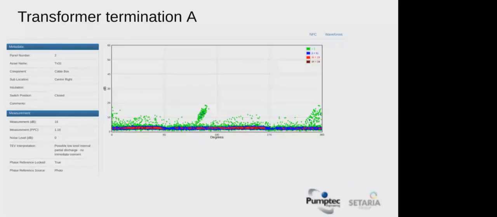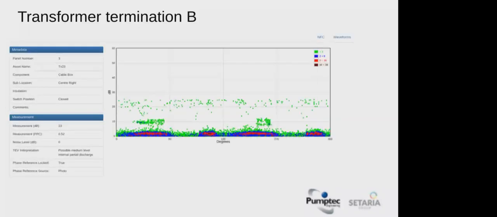Each little dot is an event, and there are two groups of events, one just before 180 degrees and one just before 360 degrees. Now, this is very low magnitude stuff. It's sort of averaging out about 16 dBs. And the pulse count is between 1 and 2, so we think it's a very small internal discharge. Something worth keeping an eye on, but nothing to be too concerned about for the very short term, at least.